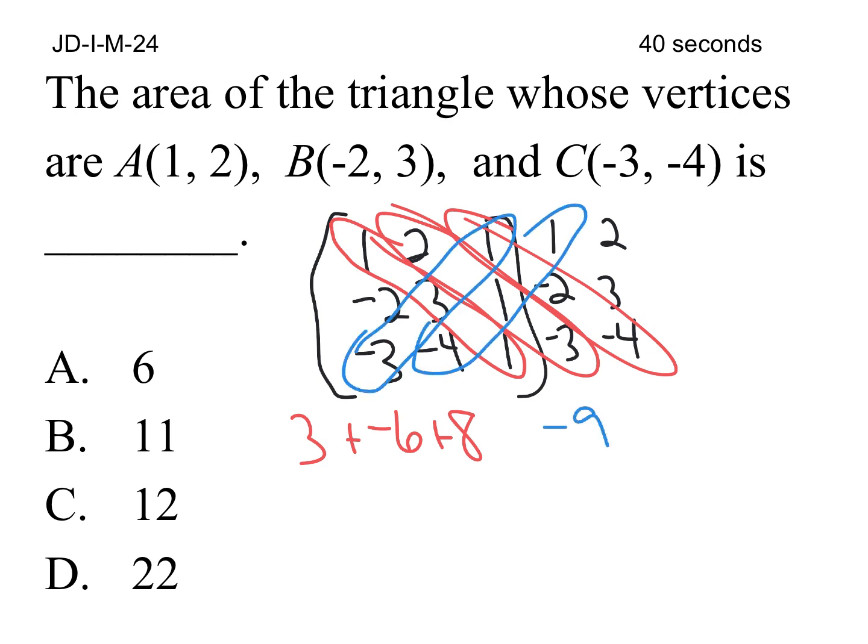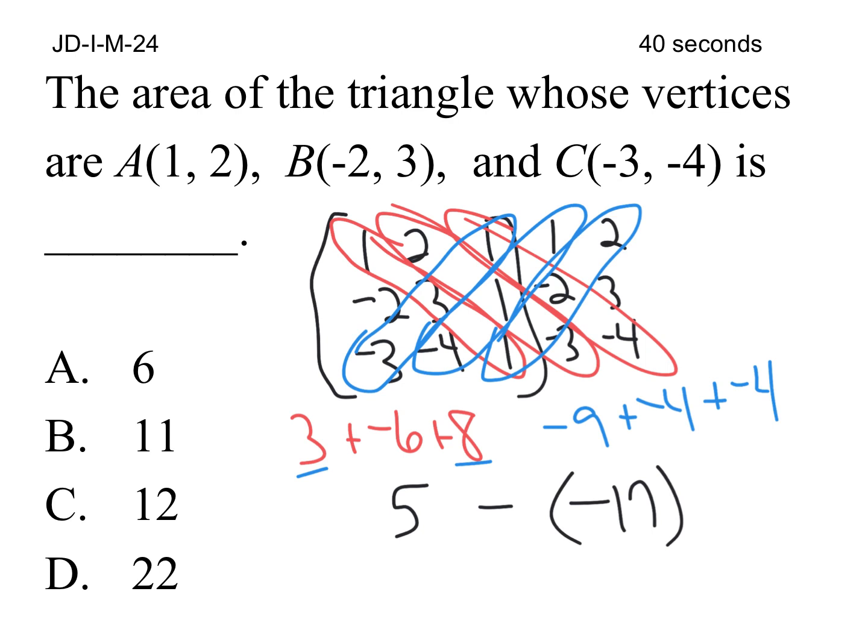And then the other way we would have -9 plus -4 plus -4. And this would be a thing too. You could split up. Somebody do the ones going down, somebody do the ones going up if you want. And then if you got time to do the other one, then go for that. So 3 plus 8 is 11, minus 6 is 5. And then over here we've got -17. Remember, we're going to subtract these.